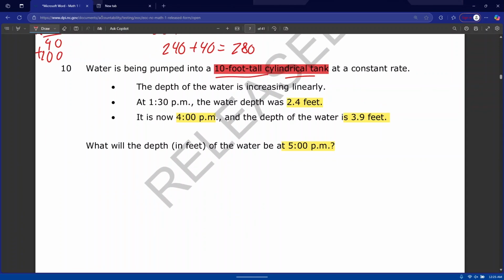Okay. Water is being pumped into a 10-foot tall cylindrical tank at a constant rate. The depth of the water is increasing linearly. At 1:30 p.m., the water depth was 2.4 feet. It is now 4 p.m. And the depth of the water is 3.9 feet. What will be the depth in feet of the water at 5 p.m.?